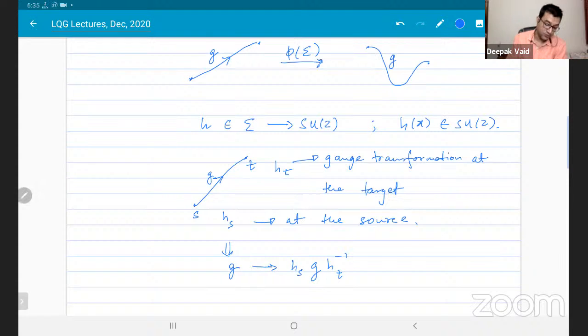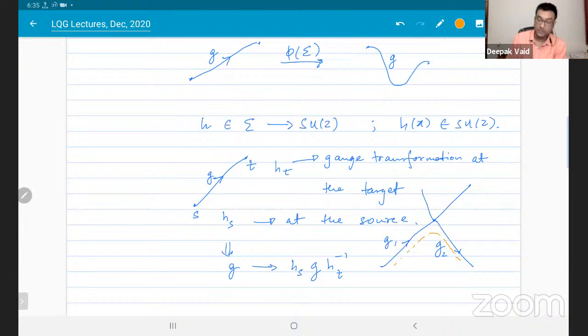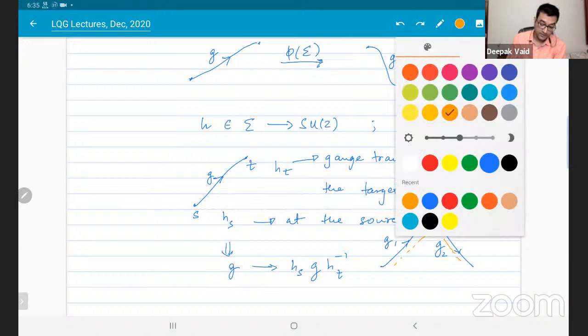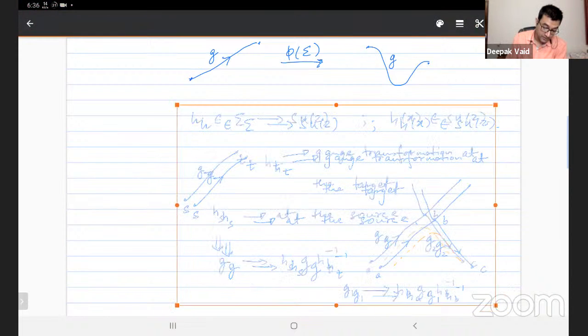So if you consider, for instance, two different edges, G1 and G2, and there could be other edges here also, but it doesn't matter, you just consider what happens if you go along this path, which is the union of these two edges. If you look at the action of this transformation on these two edges, let's give the points some names: A, B, and C. Then G1 will go to H_A G1 H_B inverse, and I don't want to put this on the next page. So just one second, let me try and squeeze everything in.